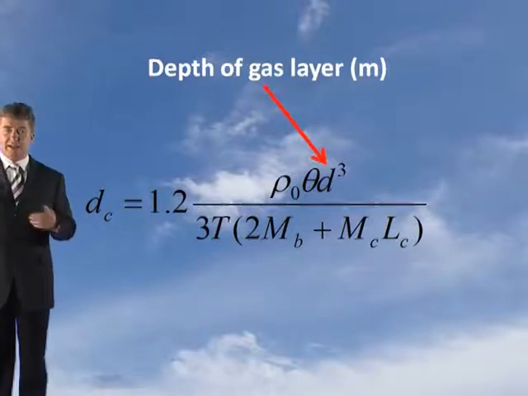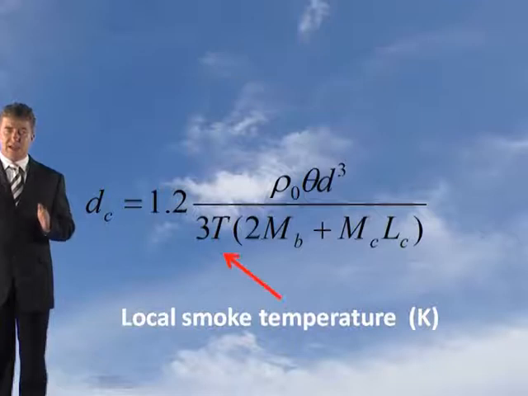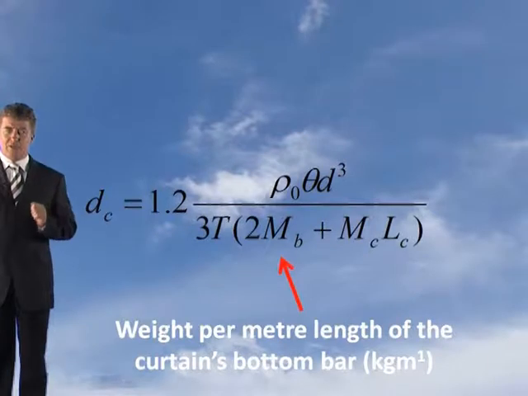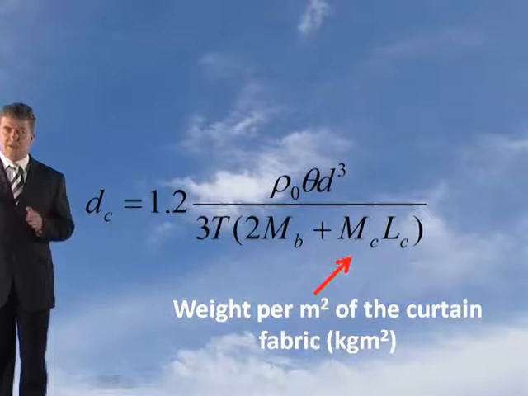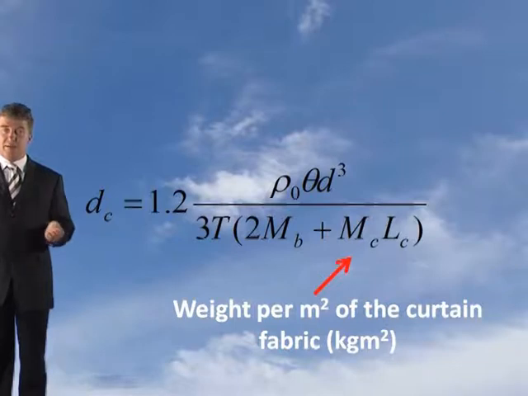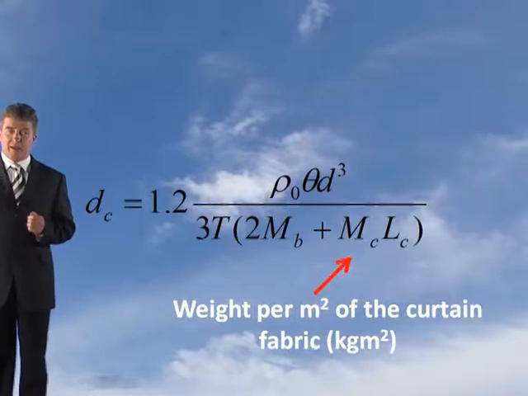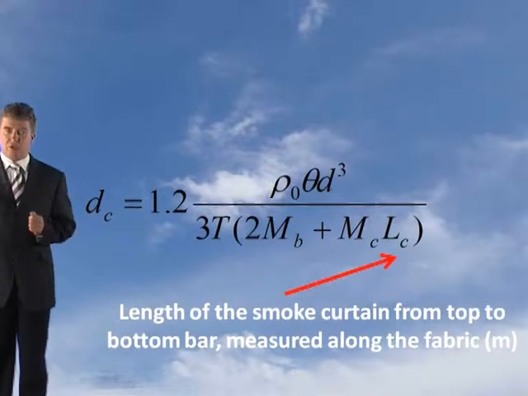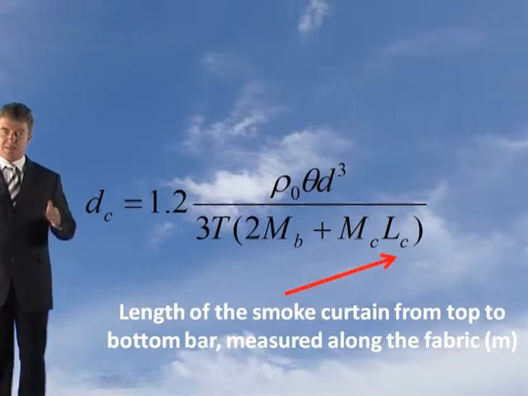And all this is divided by 3 times T, which is the local smoke temperature. And that's multiplied by 2 times MB, which is the weight per metre length of the curtain's bottom bar in kilograms per metre. And you've got to add that to MC, which is the weight per metre squared of the curtain fabric, in kilograms per metre squared. And you multiply that by LC, which is the length of the smoke curtain from the top to the bottom, which is measured along the fabric. So that's measured along the fabric. That's the formula that determines the deflection of a curtain.